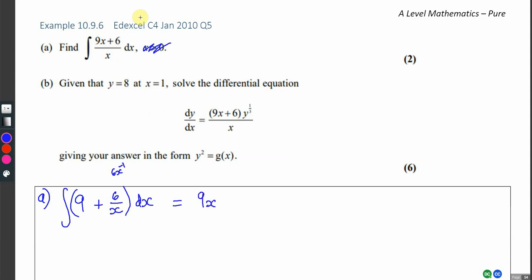Integrate 9 and you get 9x. Integrate 6 over x and you get 6 times the logarithm of, usually, the modulus of x. In the question it said x is positive, which, like I already said, doesn't change how we approach the question, but it means that normally we'd put the x in modulus signs. Because x is positive, it's not necessary, so you can just put ordinary brackets. However, if you'd rather always put modulus signs around it, that's absolutely fine.